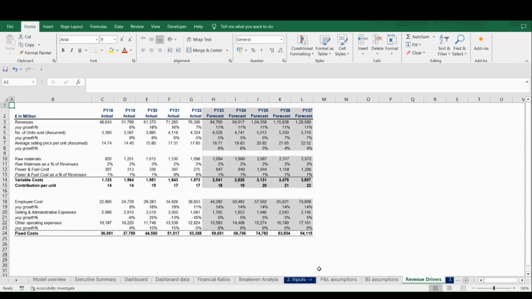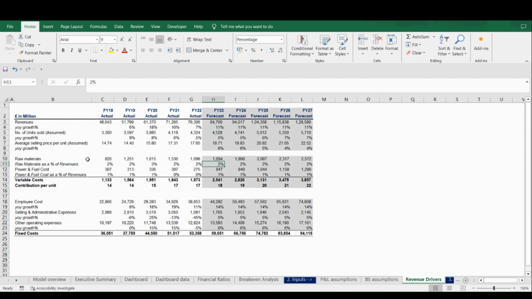In the last sheet of input we have the drivers for the revenue. So we are assuming in this case that our company's revenue is equal to the number of units sold multiplied by the average selling price of a unit. On that basis, we are projecting what will be the year-on-year growth in the average selling price and what will be the year-on-year growth in the number of units that are being sold. Based on that, we are calculating what the revenue will be in the future.